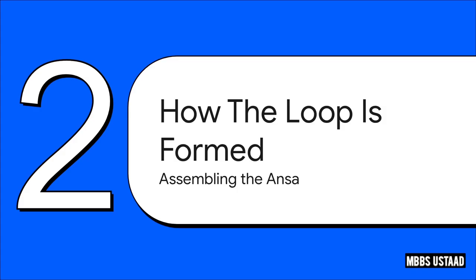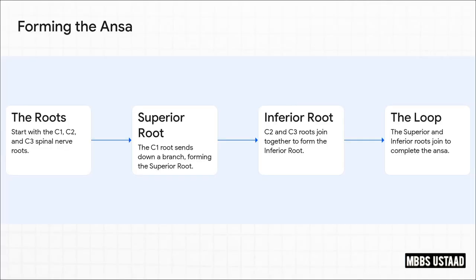All right, we know what the Ansa does. So now for the main event. How is this elegant little loop actually built? Let's put it together, piece by piece. It all starts with our building blocks, those nerve roots from C1, C2, and C3. First, a branch from the C1 nerve root heads down to form what we call the superior root. Simple enough? Next, the C2 and C3 nerve roots get together, they merge, and they create the inferior root. And finally, these 2 roots, the superior one coming down and the inferior one coming up, travel towards each other and connect. And just like that, the Ansa cervicalis loop is complete.